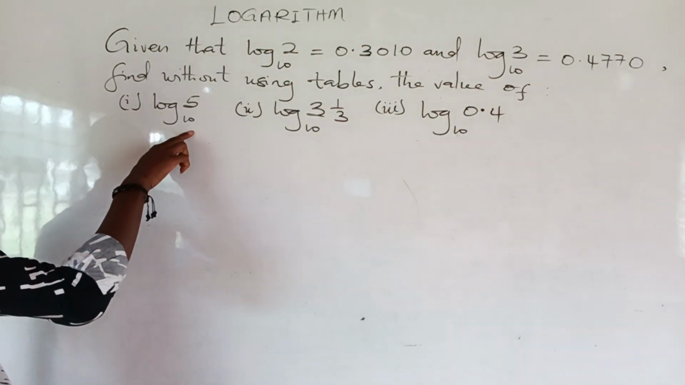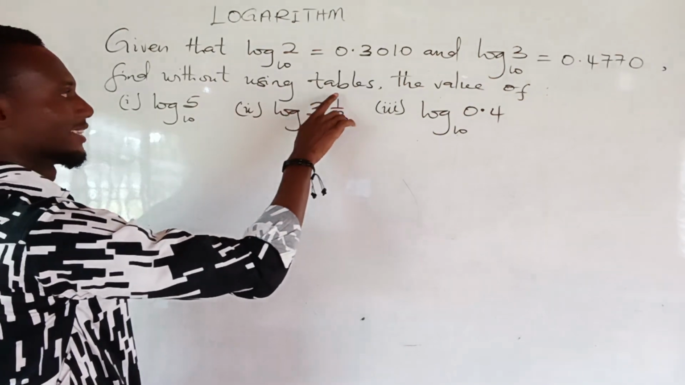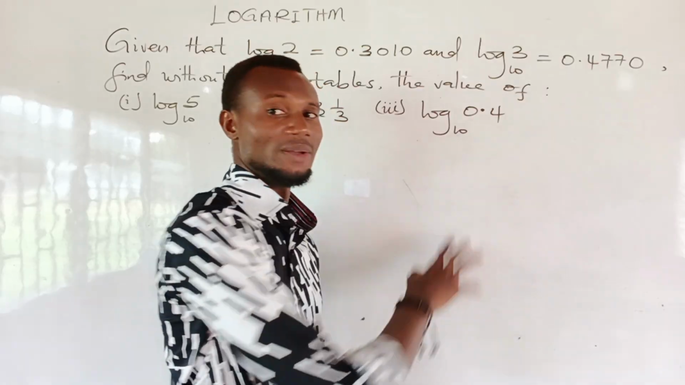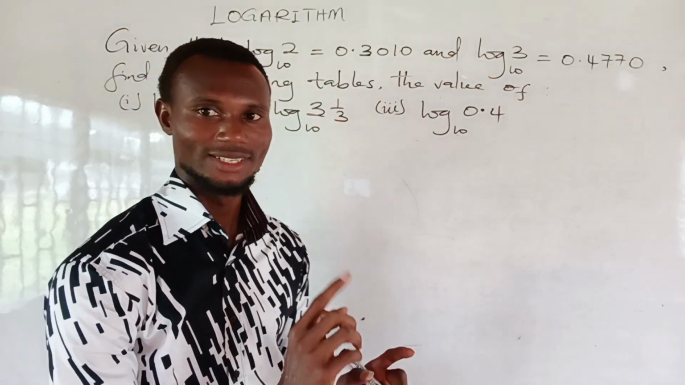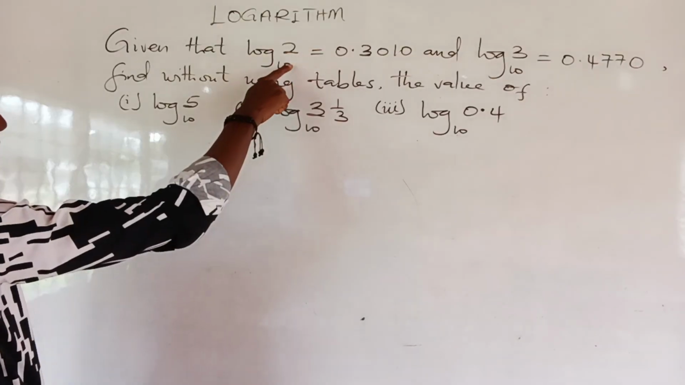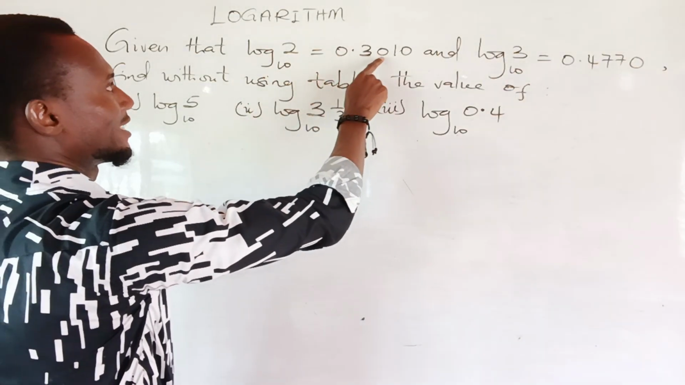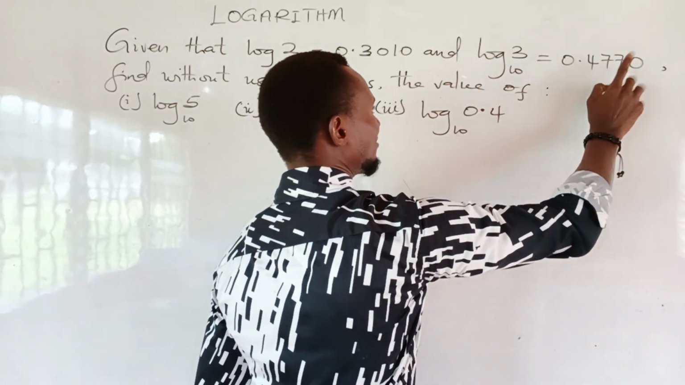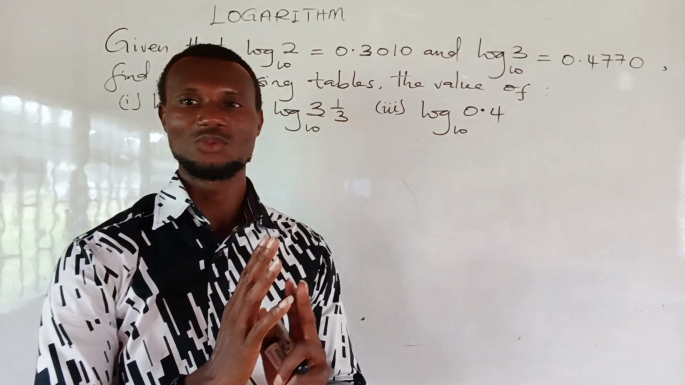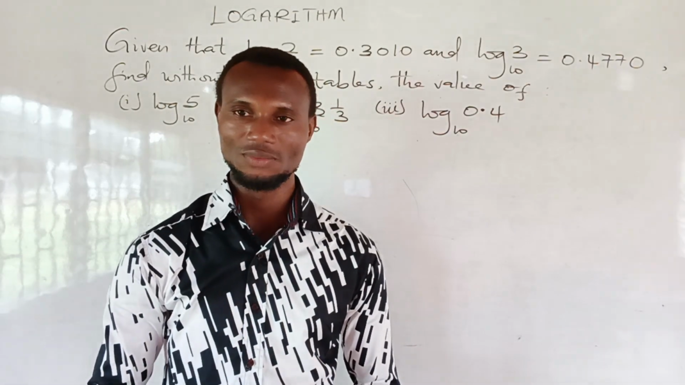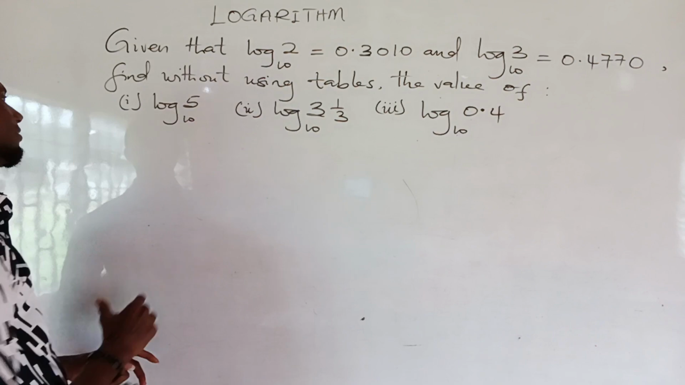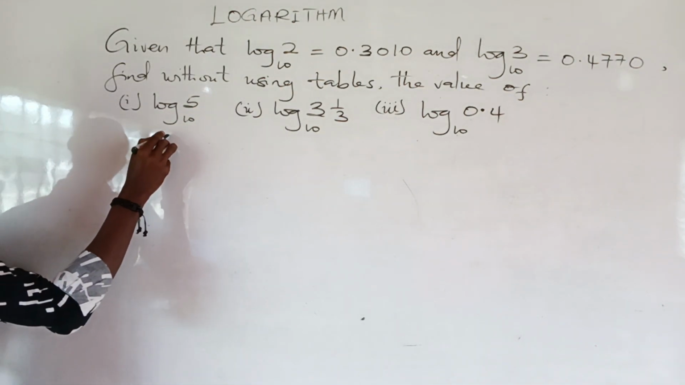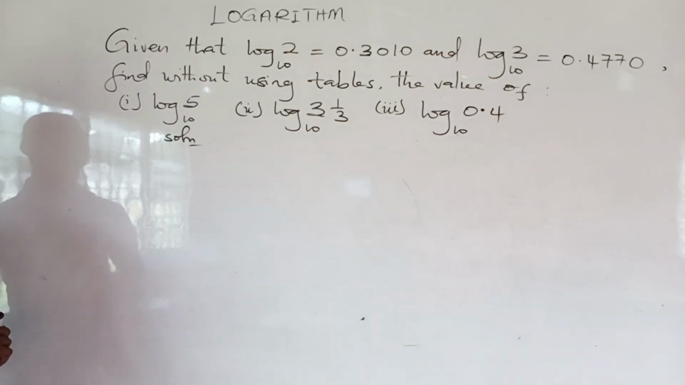Okay, log 5 to the base 10, log 3 1/3 to the base 10, and log 0.4 to the base 10. We have to find the values of it, given that log 2 to the base 10 equals 0.3010 and log 3 to the base 10 equals 0.4770. Okay, so that's what we are going to do in this video. So let's start with (i). It says we should find the value of log 5 to the base 10. So let me write down my solution and let's do it together.